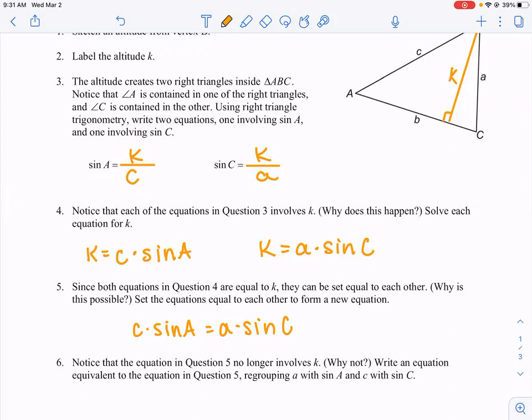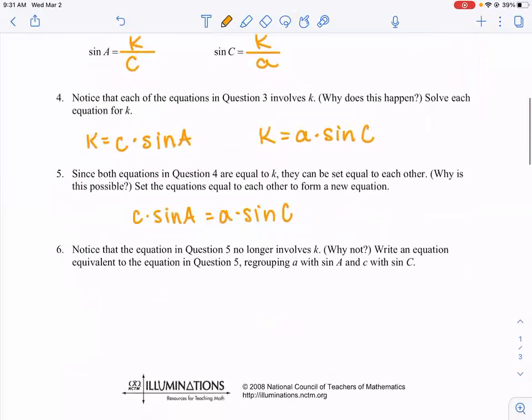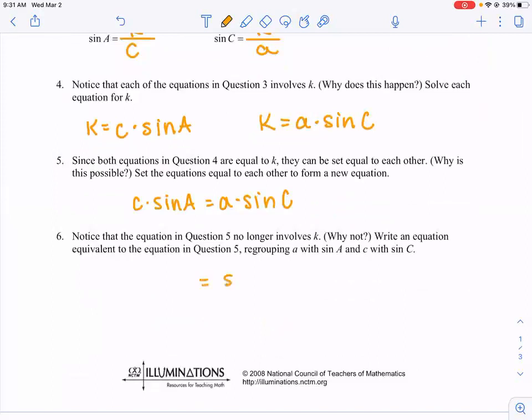So in this triangle, you drew an altitude, and we could say that the sine of A is K over C and the sine of C is K over A. Both of these equations involve K, which means we could solve for K and set K equal to K, right? So then if we divide the little c over to be with sine of C, and we divide little a over to be with sine of A, we have something that looks like this.